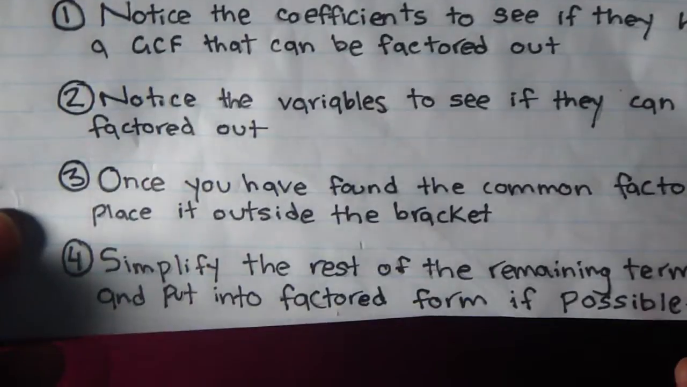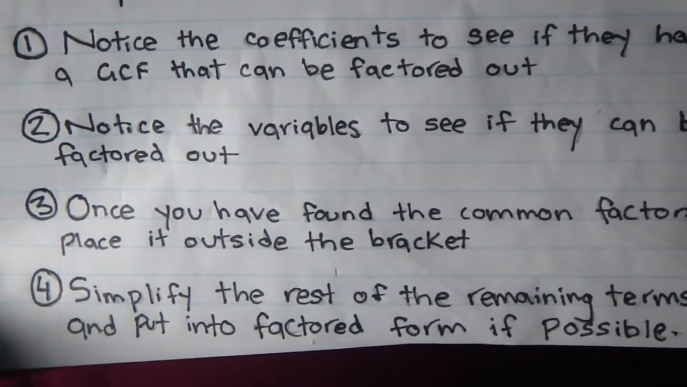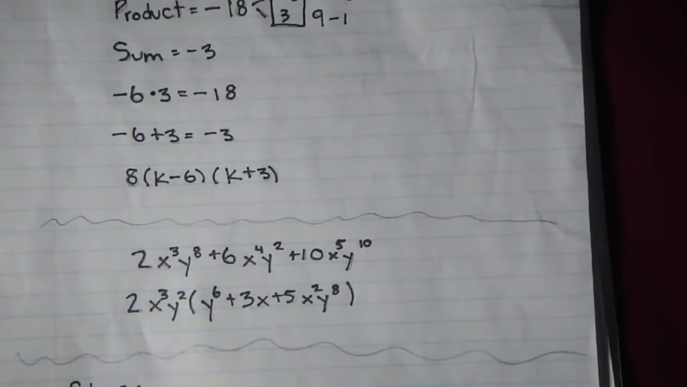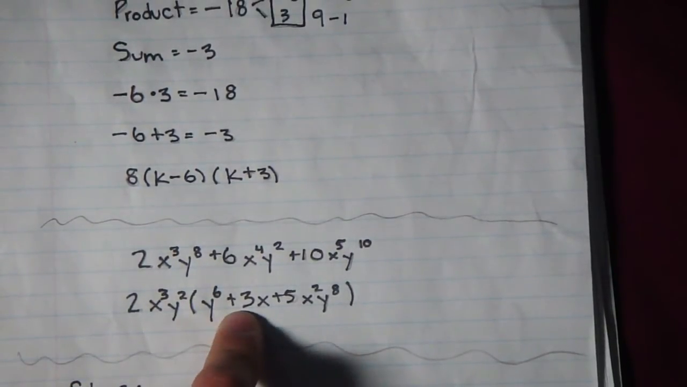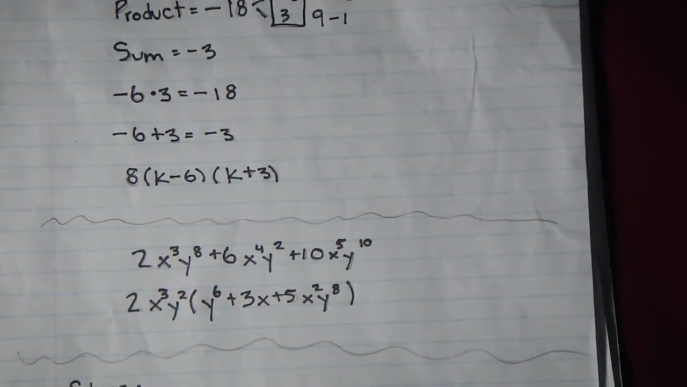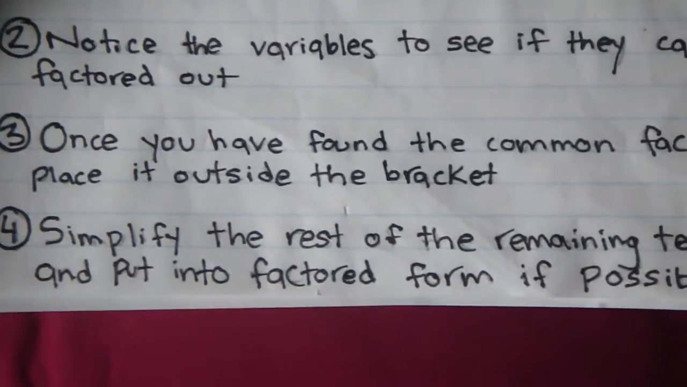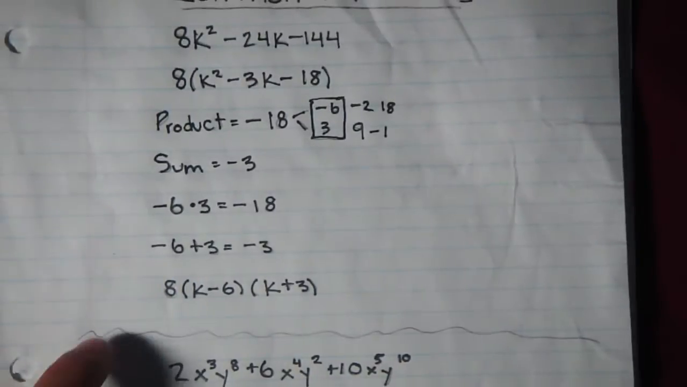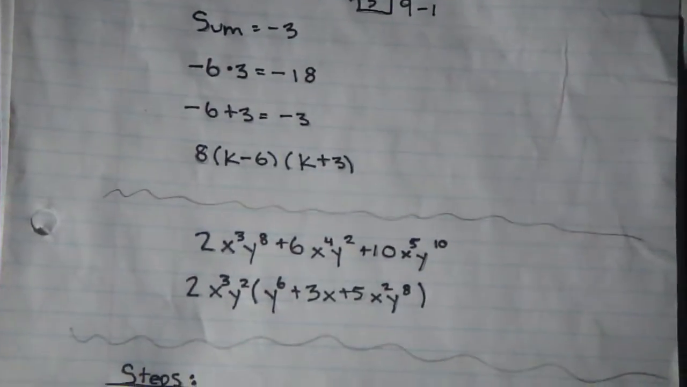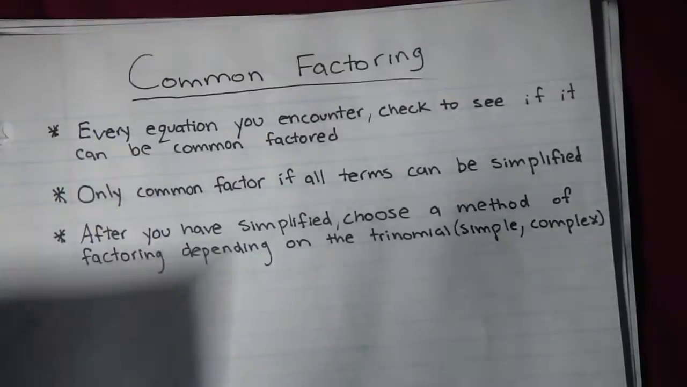And the last step is simplify the rest of the remaining terms and put it into factored form if possible. So when it says simplify them, that means take all of them and put them into the bracket. And that's exactly what we've done here. And it says put it into factored form if possible. As you can see, here it was possible, but here it is not. So we'll just leave it as it is.